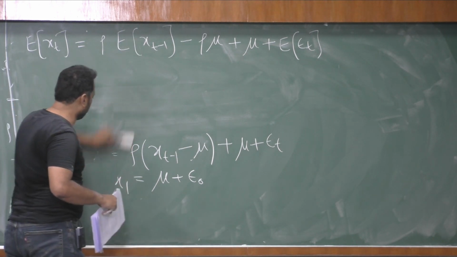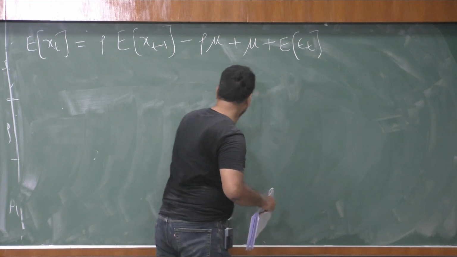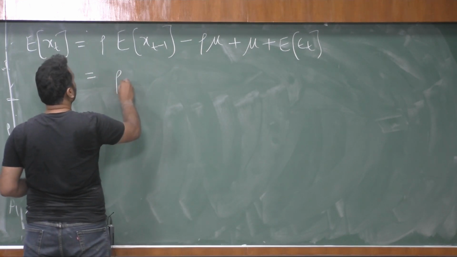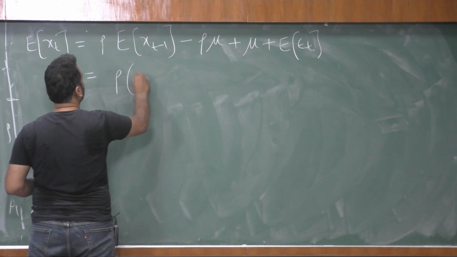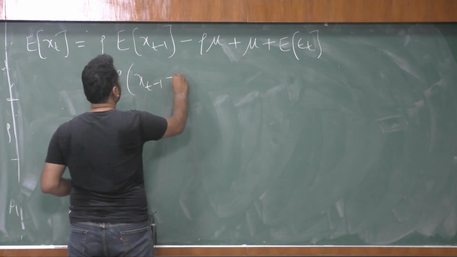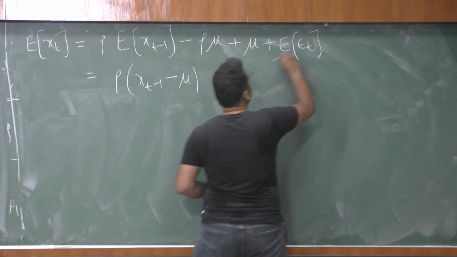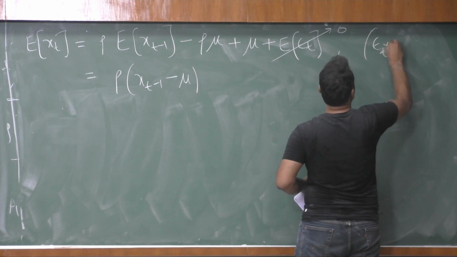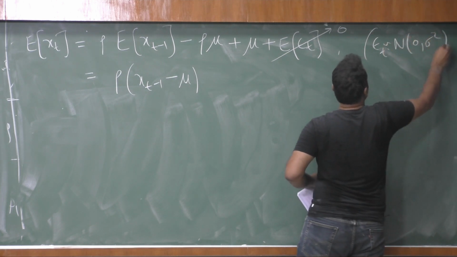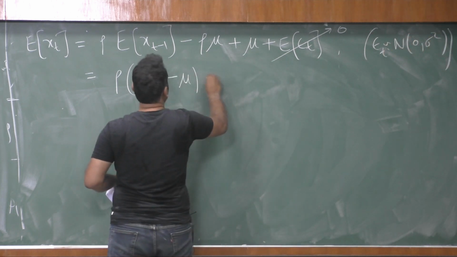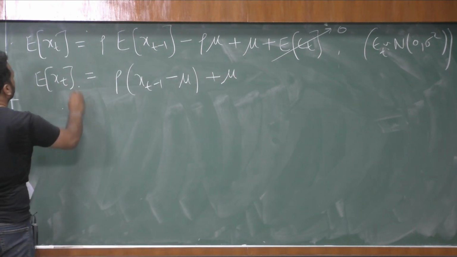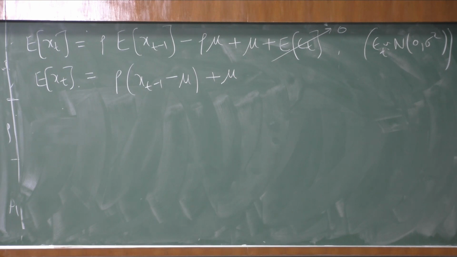So with that, the mean is rho, and I can just keep the rho common: xt minus 1 minus mu. The epsilon term goes to 0 since epsilon t was sampled from a normal with mean 0, so the mean of epsilon t is 0 for sure. And then this is plus mu. So this is our expectation of xt.